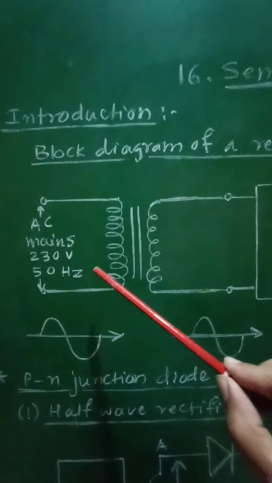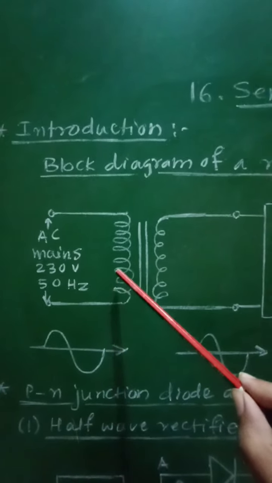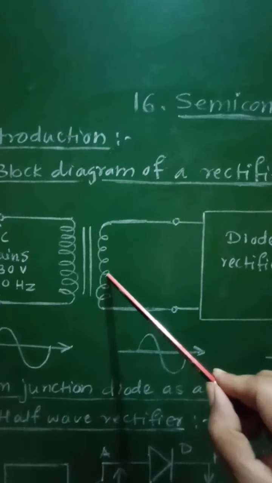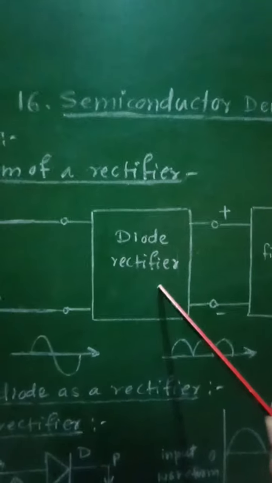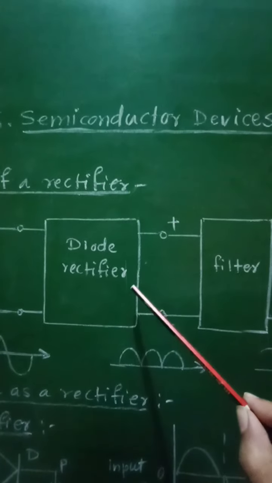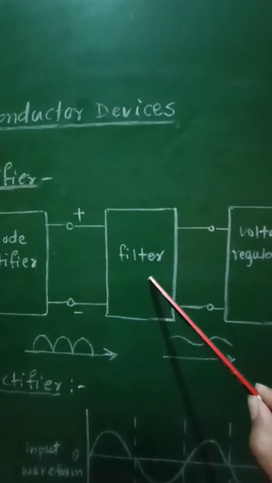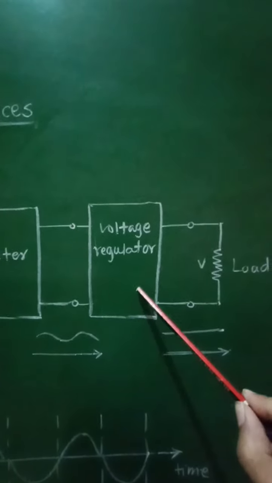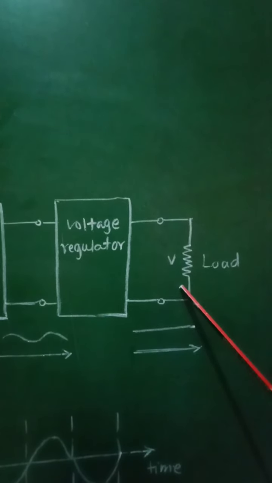In this block diagram, the AC supply is given to the primary coil of the transformer. Then the secondary coil of the transformer is connected to the diode rectifier. Then the diode rectifier is connected to the filter circuit. Then the filter circuit is connected to the voltage regulator, which is connected to the load resistance.